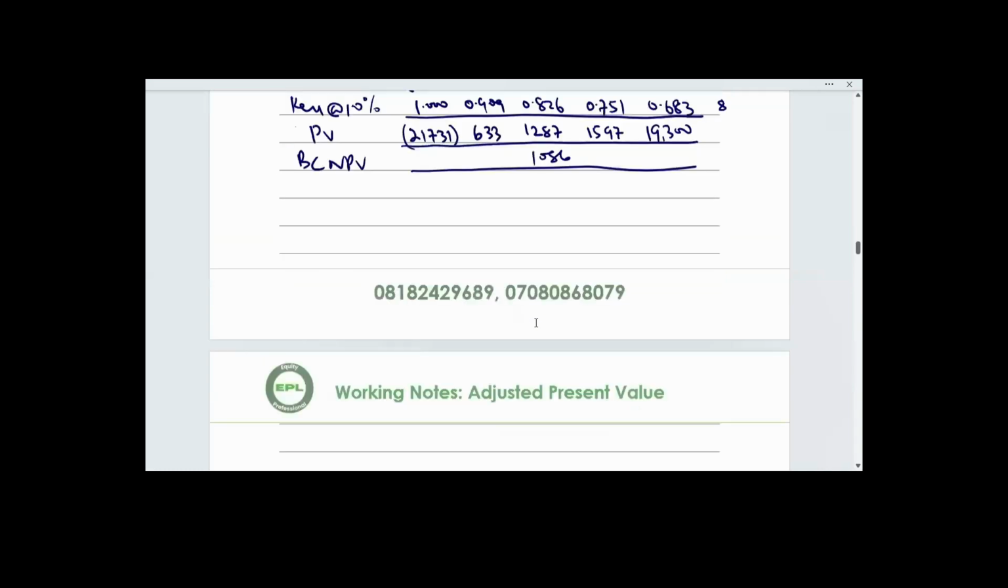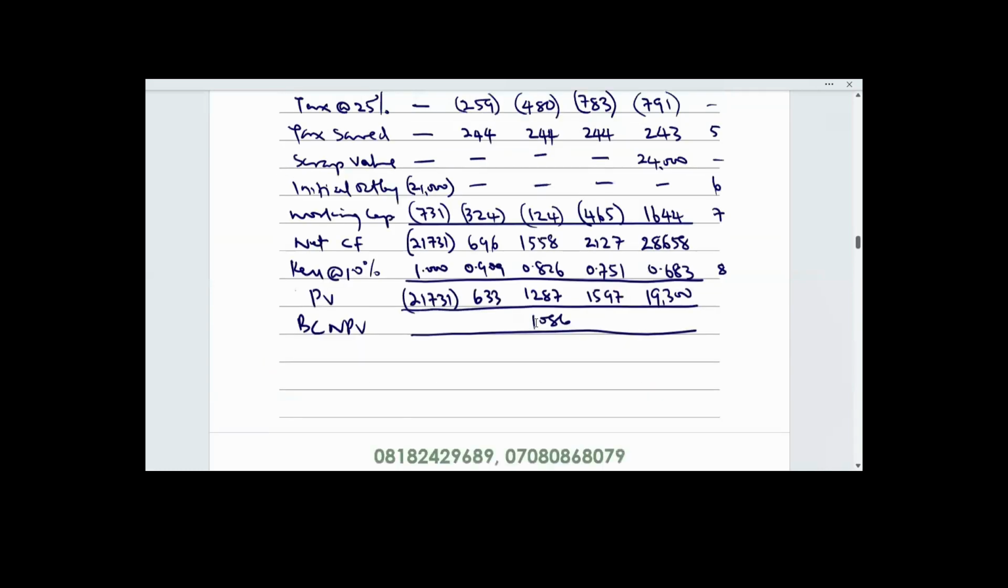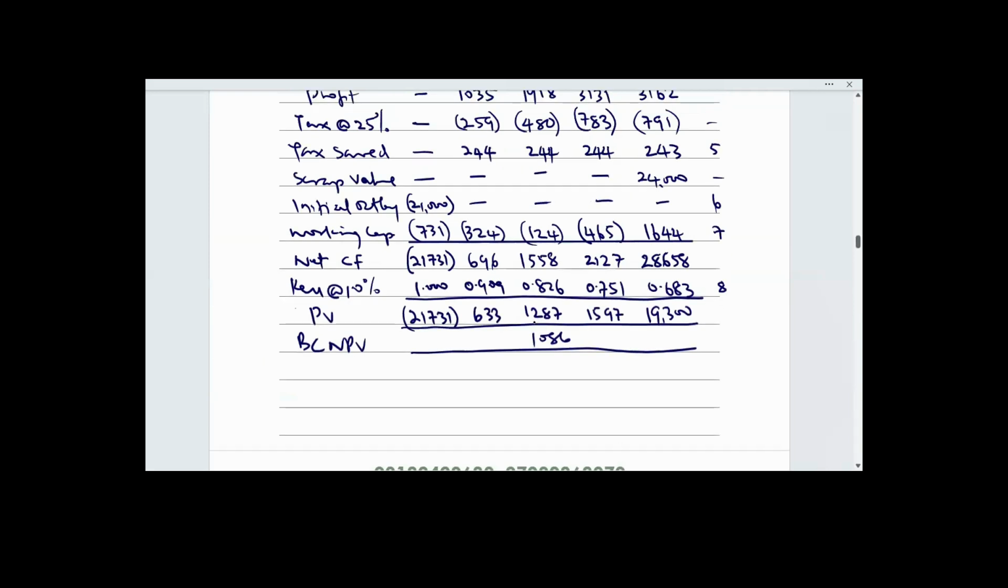324. Okay. 465. I misplaced them. It's a transposition error. This is supposed to be 465. Then this one's supposed to be 124. Okay. So let's do the net cash flow now.